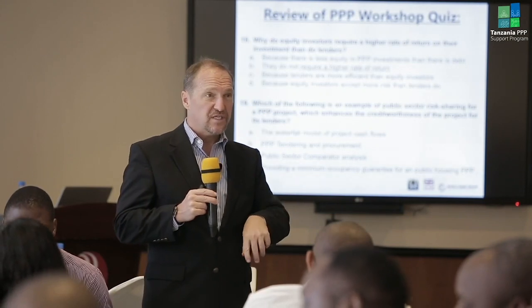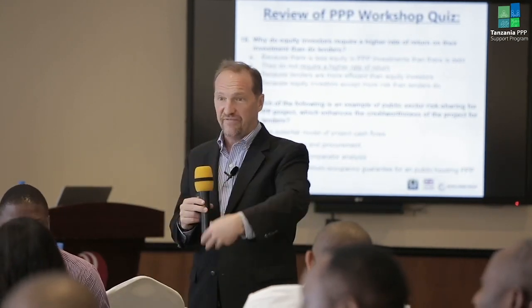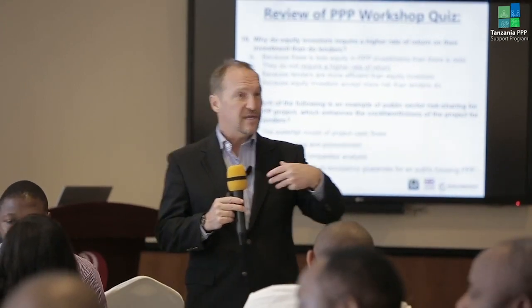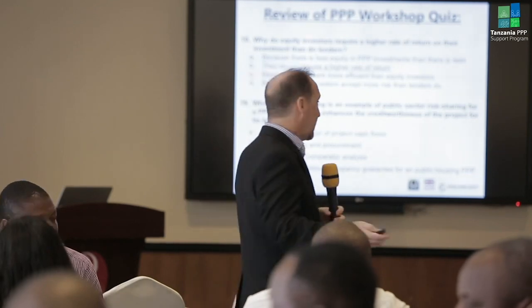If you're an equity investor, you get paid last. When money comes into the project company, first you have to pay your operating costs, your staff, and your suppliers. Next, you pay lenders. And then if there's any money left over, that can go to the equity investor. They take the risk of waiting to get paid last, so they have more risk.